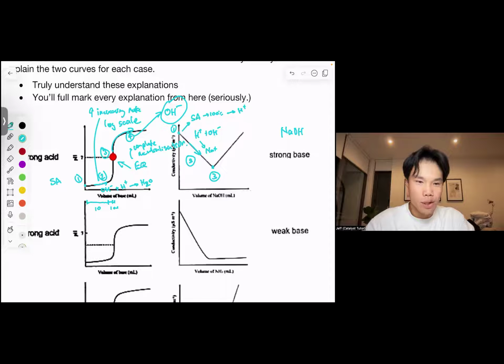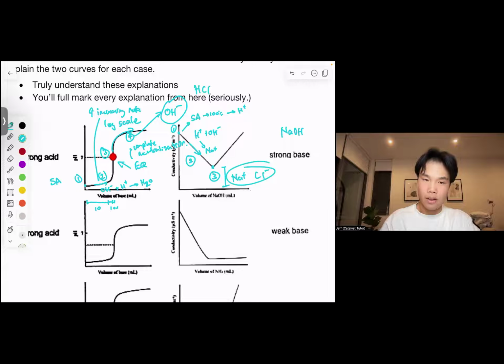Okay, some of you had preloaded responses to my question. So it's going to have a non-zero conductivity because we have Na plus, and we also have, if it was say HCl, we would also have Cl minus in solution. Those are still conductive, but they're just less conductive. So it gives you a non-zero minimum.